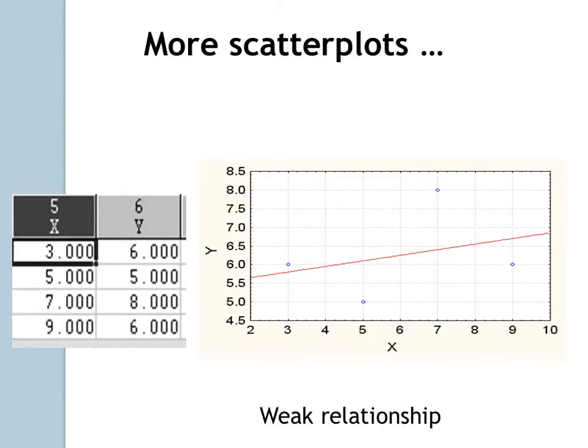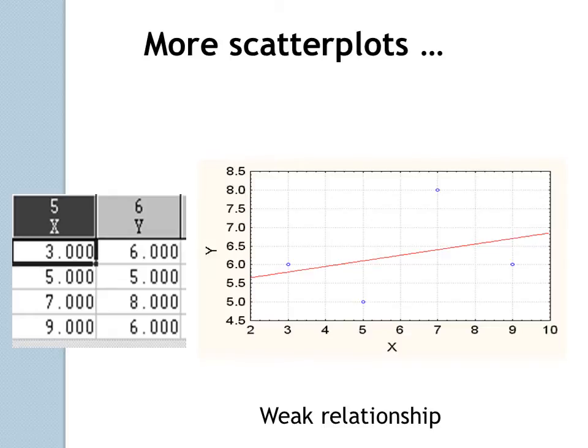So let's take a look at the next scatter plot. Let's look at the data on the left in the table. You'll see for the variable x, the first person got a value of 3, and then on variable y, they got a value of 6. Now that's also the first blue point on the scatter plot. The next person got a value of 5 on the x variable and a value of 5 on the y variable. The third person, 7 and 8, and the last person, 9 and 6.